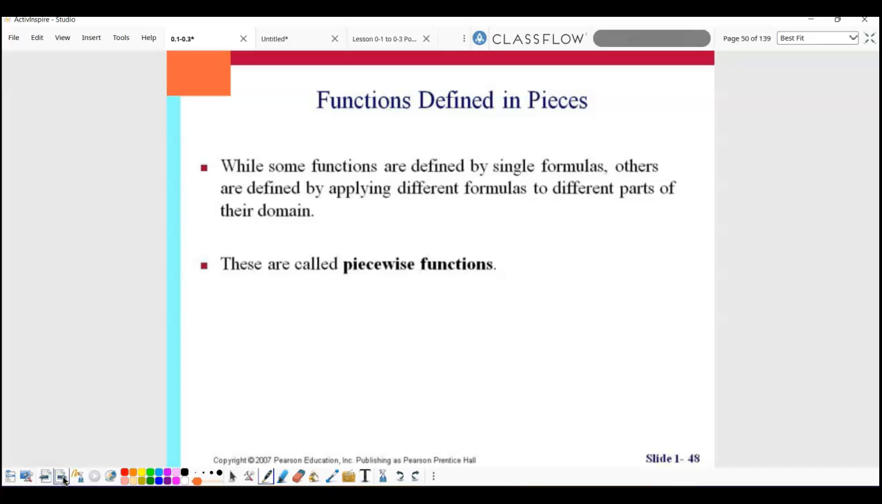Some functions have single formulas. Some functions have multiple formulas. So when a graph goes from one function to another, we call it a piecewise, because we are piecing together multiple functions.